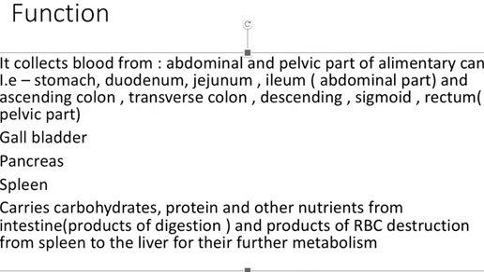We know that the spleen is the graveyard of RBCs. So the products of RBC breakdown are taken via the splenic vein. The two veins, the superior mesenteric vein carrying the carbohydrates, proteins and other digestive products, and the splenic vein carrying the products of RBC destruction, enter into the liver via the portal vein for further metabolism. Okay.